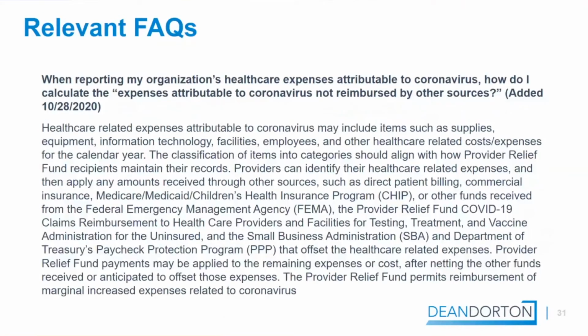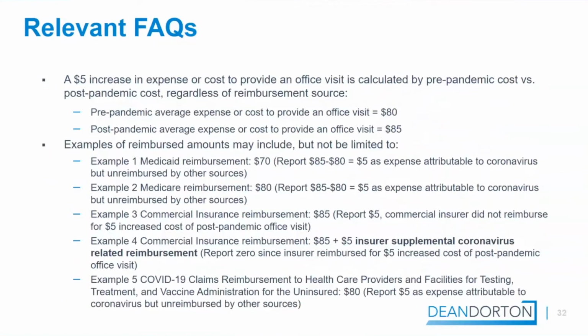The next one is, how do I calculate expenses attributable, not reimbursed by other sources? This is a very long FAQ, and so this is the first part of it. The part I want to focus on is on the next slide. So they've shown a specific example of how to calculate incremental expenses that I think many providers have ignored, and I wanted to highlight a little bit.